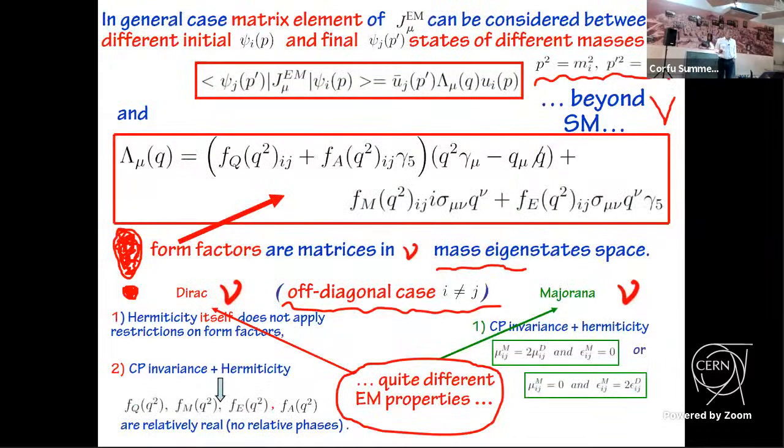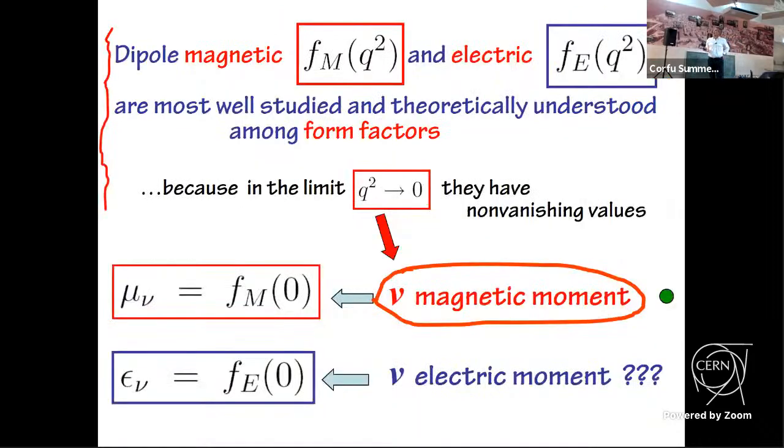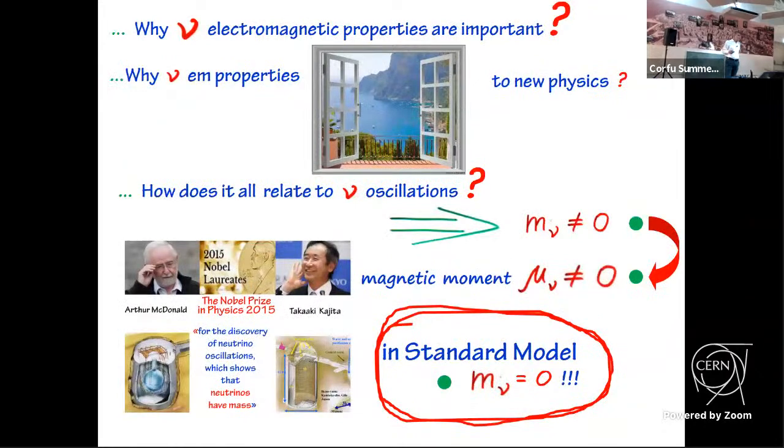In some more general theoretical framework, we can consider the vertex function between the neutrino mass states, and in this case, the vertex function as well as the form factors are matrices in neutrino mass space. And again, Majorana and Dirac neutrinos exhibit quite different electromagnetic properties. Well, if one considers neutrino interaction with real photons, then form factors reproduce the static electromagnetic characteristics of neutrinos, for instance, the magnetic moment of the neutrino. So it is often claimed that electromagnetic properties, and in particular magnetic moments of neutrinos, open a window to new physics.